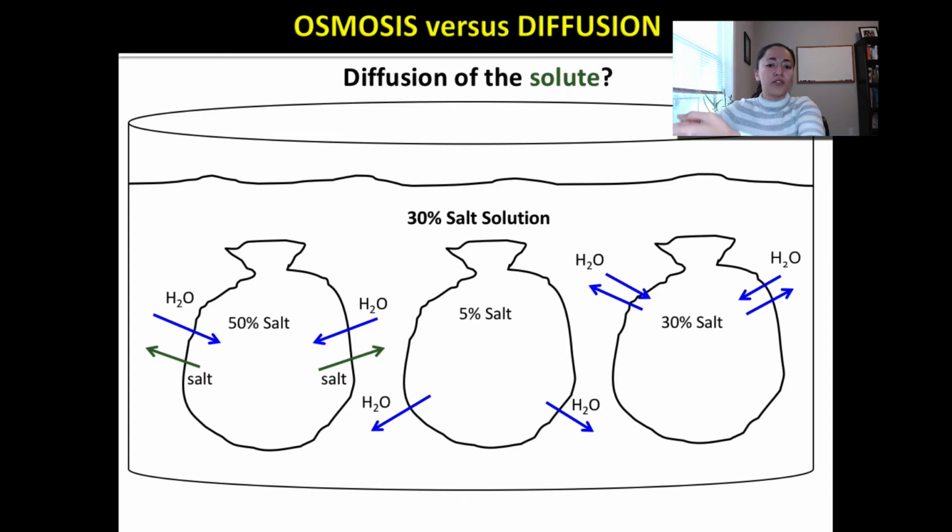So if the salt moves to the area where there's less salt, it can almost balance the two sides. But water could do the same thing by moving into the area where there's more salt to try to balance the two solutions. Okay? Hopefully that makes sense.